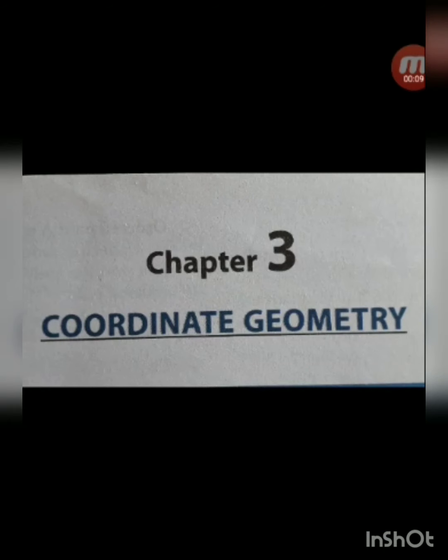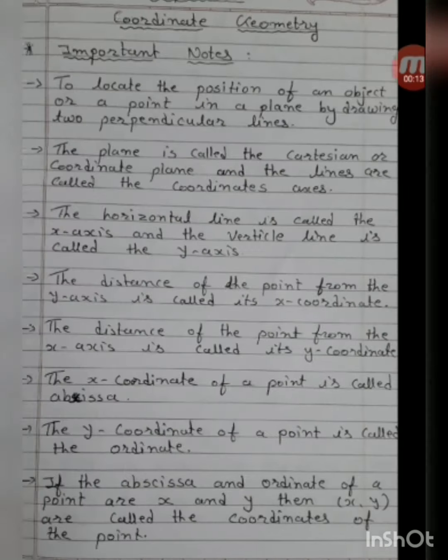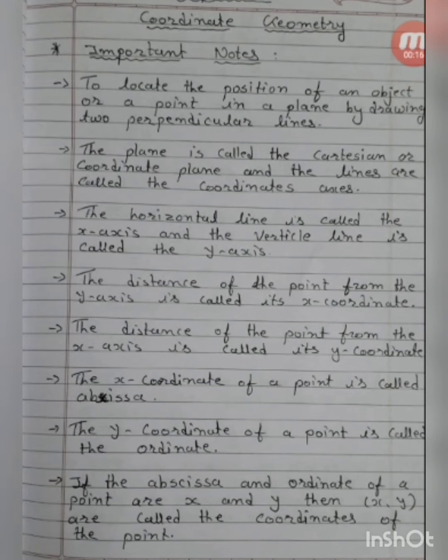Today we start chapter number 3. The name of chapter number 3 is Coordinate Geometry. First of all, we discuss the important notes of this chapter.